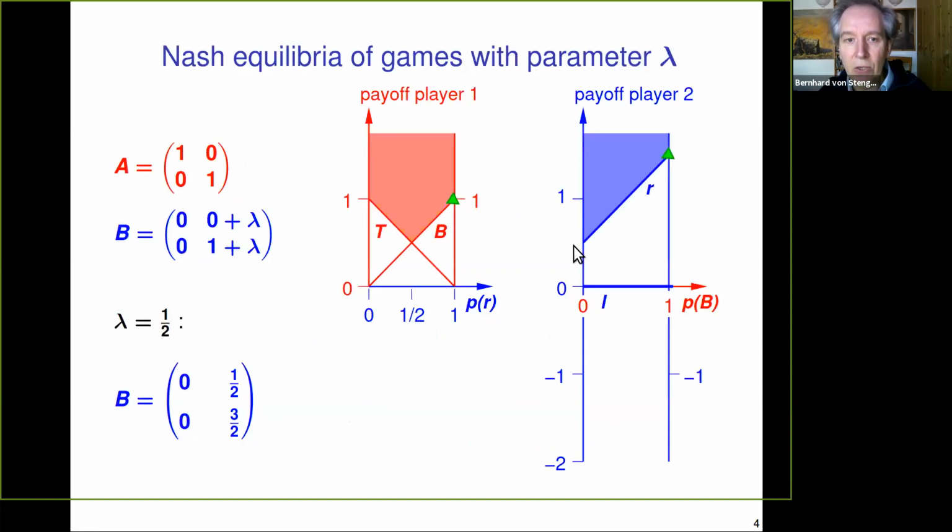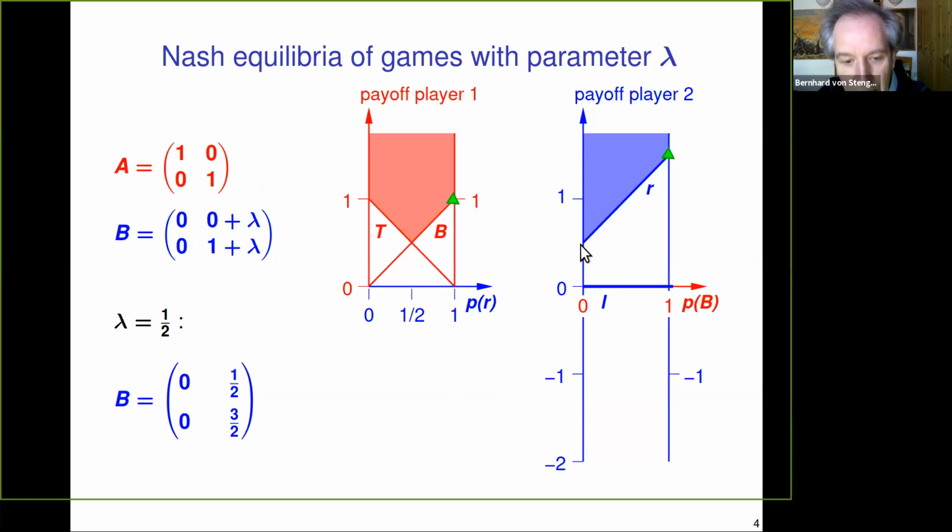Okay, so what I want to now look at, and this is the theme of this talk, are parameterized games. Here I give a little example that starts again with the identity matrix for player 1 and the very simple matrix 0, 0, 0, 1 for player 2. But to the second column, I will add a parameter lambda. For example, if lambda is equal to a half, the payoff matrix for player 2 is 0, 0 in the first column and a half, 3 halves in the right column. Obviously, this is a dominated strategy.